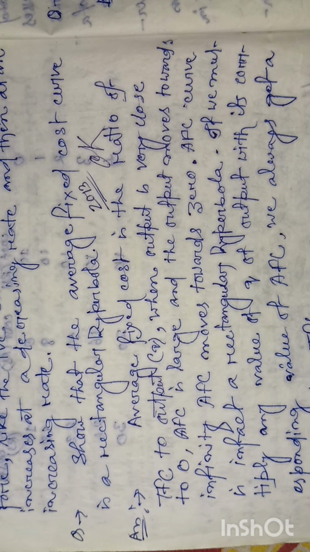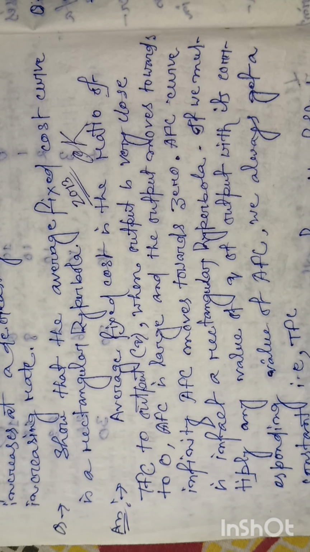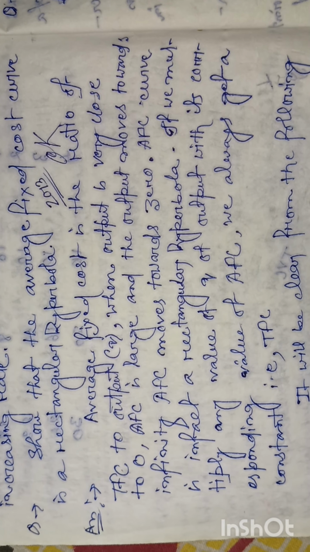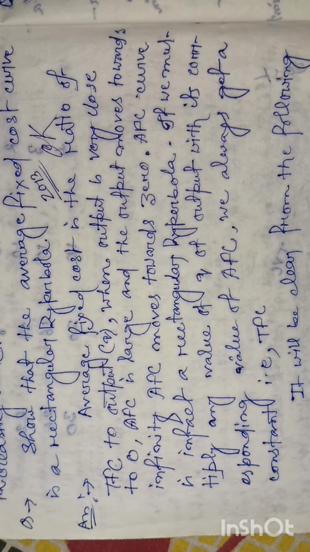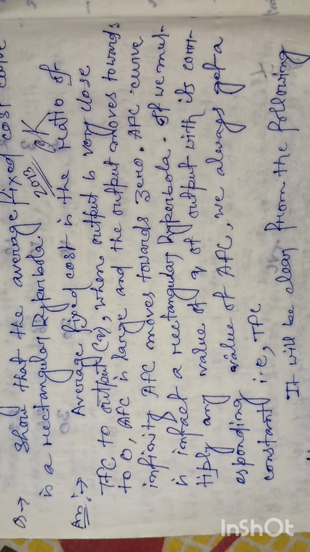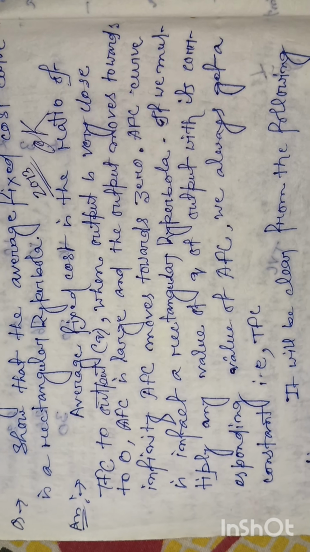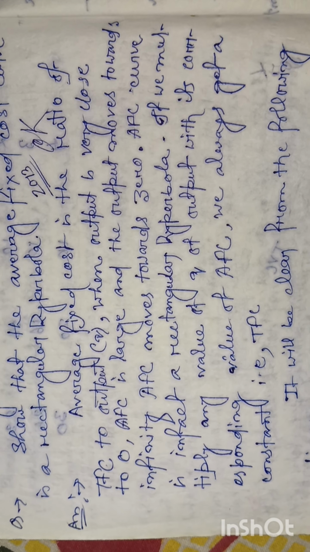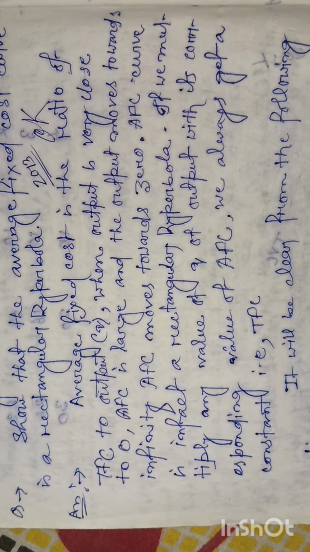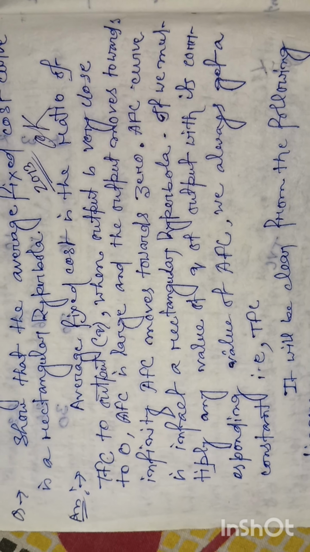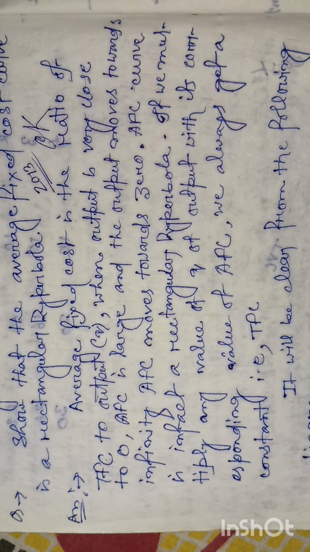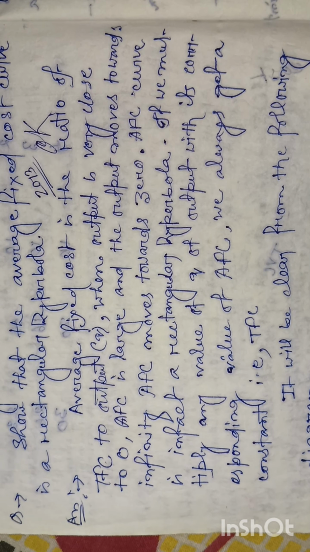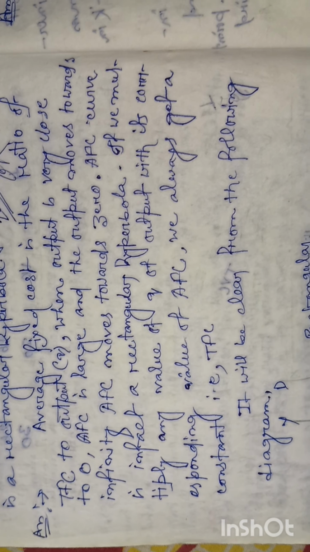State that the average fixed cost curve is a rectangular hyperbola. Average fixed cost is the ratio of TFC to output Q. When output is very close to zero, AFC is large, and as output moves towards infinity, AFC moves towards zero. The AFC curve is in fact a rectangular hyperbola. If we multiply any value of output Q with its corresponding value of AFC, we always get a constant, that is TFC. It will be clear from the following diagram.